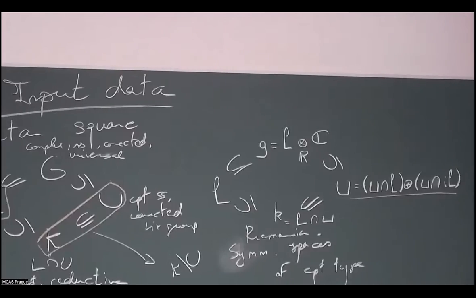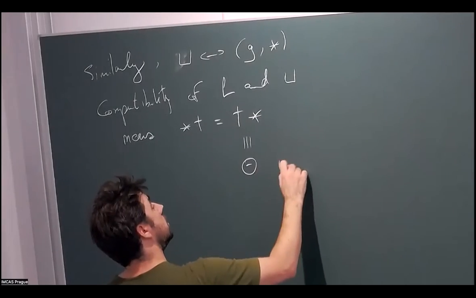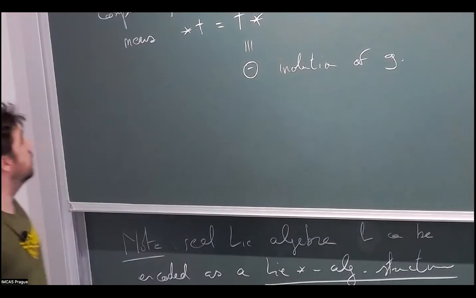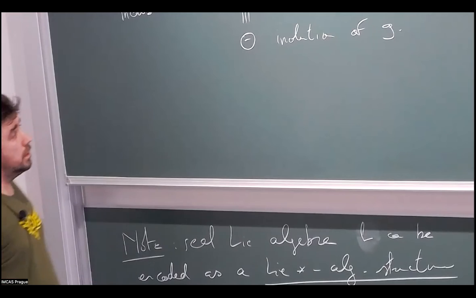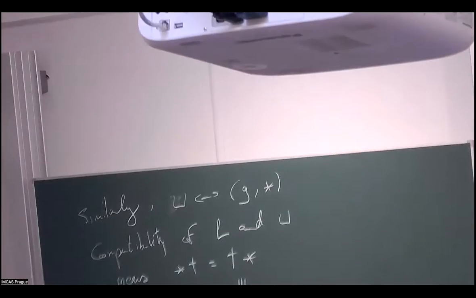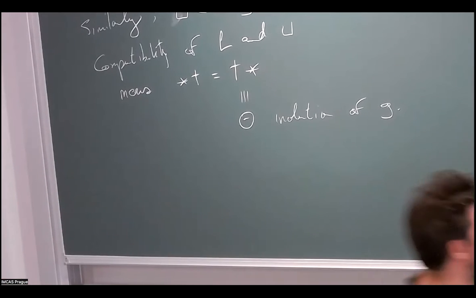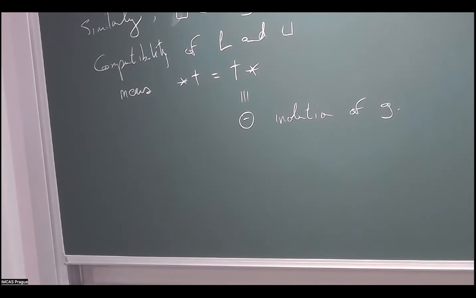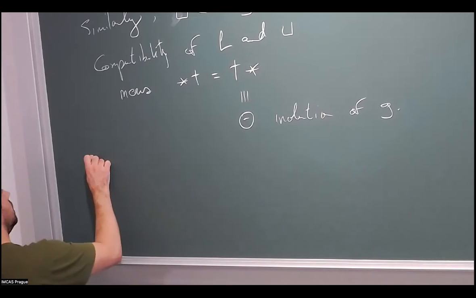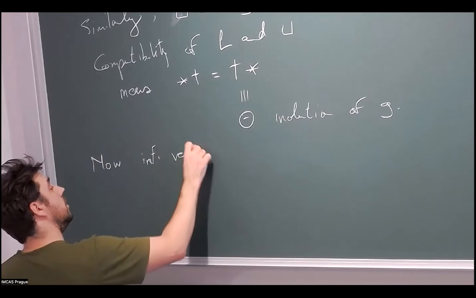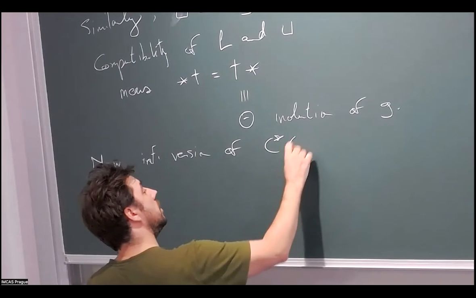And so I can write this as some complex involution of G, this composition, theta of an involution. Right. So, when I want to make an infinitesimal version of this, what I will actually do is take the infinitesimal version of my group.